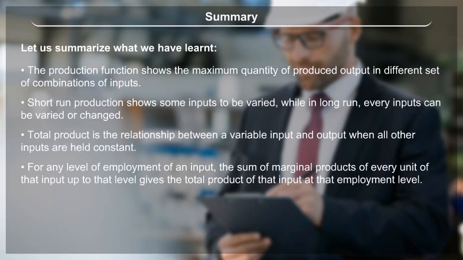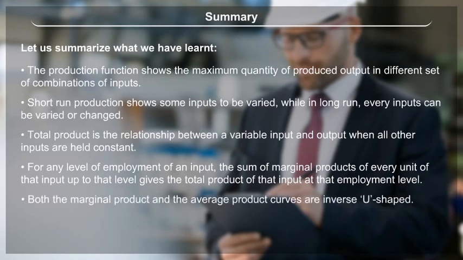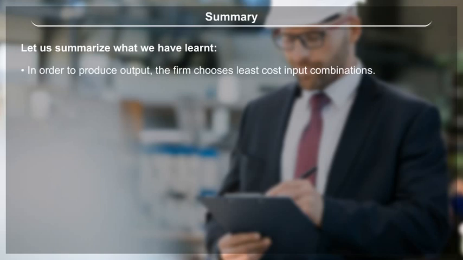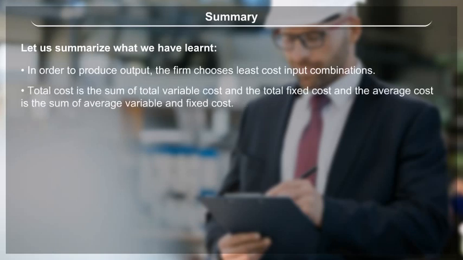For any level of employment of an input, the sum of marginal products of every unit of that input up to that level gives the total product of that input at that employment level. Both the marginal product and the average product curves are inverse U-shaped. At the maximum point of the average product curve, the marginal product curve cuts the average product curve. In order to produce output, the firm chooses least cost input combinations. Total cost is the sum of total variable cost and total fixed cost, and the average cost is the sum of average variable and fixed cost.